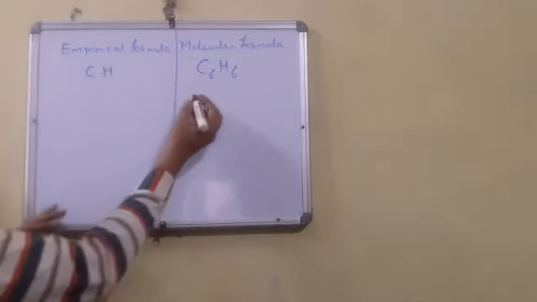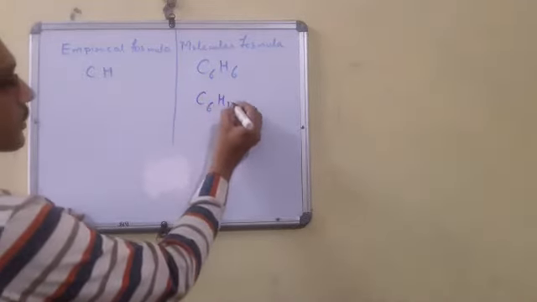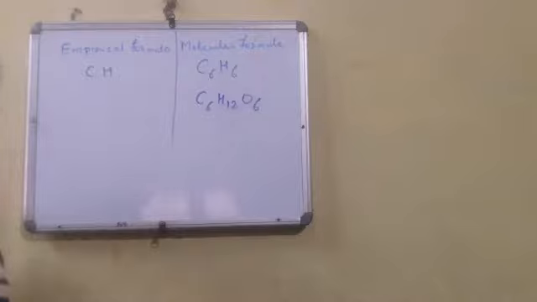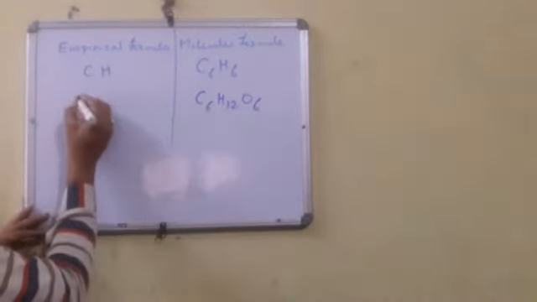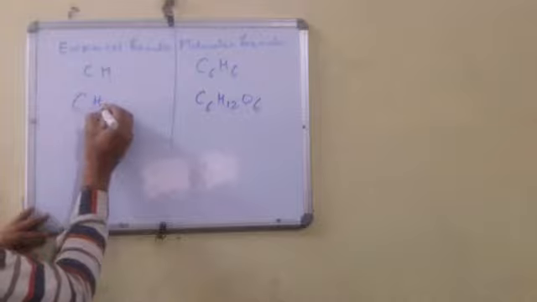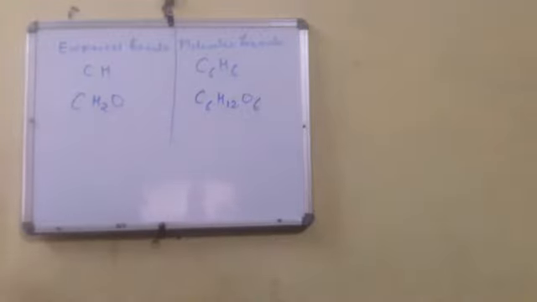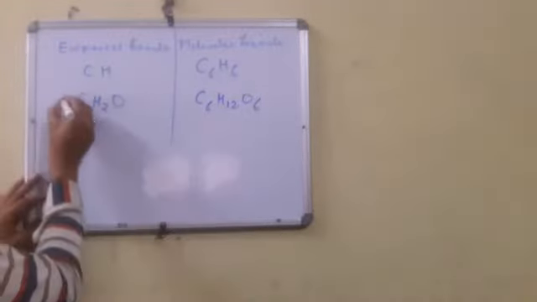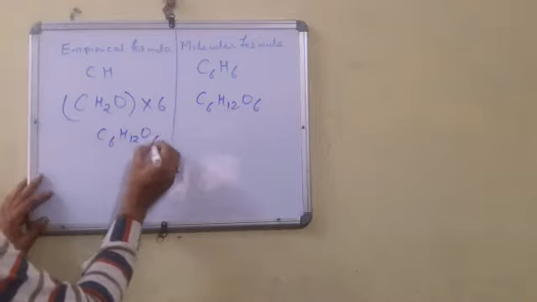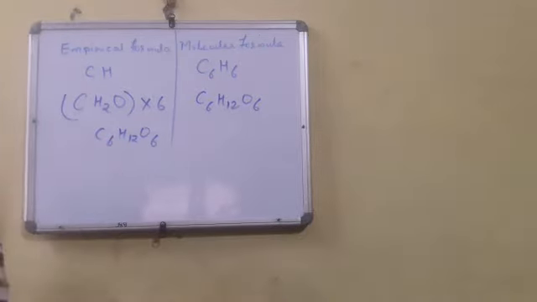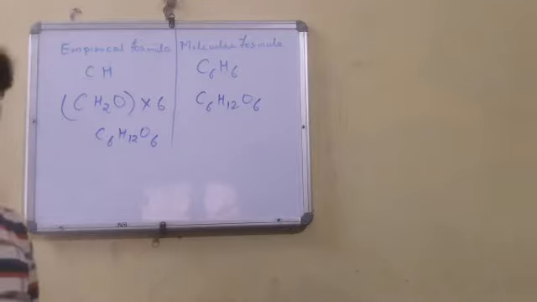Understood? Similarly, C6H12O6 is the molecular formula of glucose. So the simplest whole number ratio, the empirical formula, will be CH2O. It is the empirical formula of glucose. That means if we multiply it by 6, it will become C6H12O6. So the simplest whole number ratio of the atoms present in a given compound is called its empirical formula, and the exact number of atoms present in a given compound is called its molecular formula. Understood?